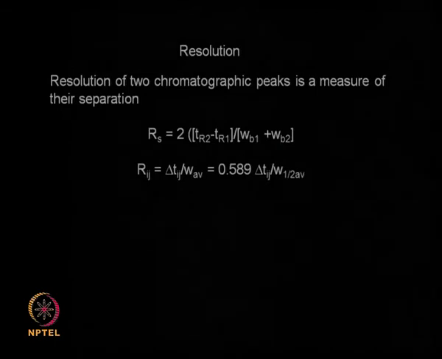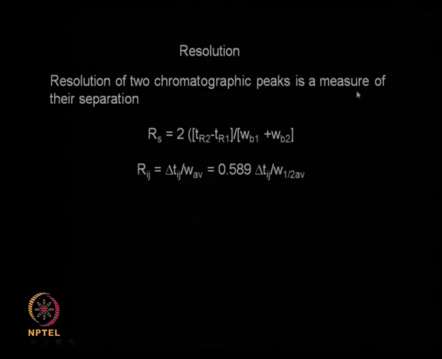Now, there is another factor which is called the resolution. Resolution of two chromatographic peaks is a measure of their separation: how close those two peaks are, how far those two peaks are. The equation given here is resolution is given by the distance between the two retention times, TR2 minus TR1, or delta T, divided by the width of the peak at the base. Or conversely, the resolution is given by the difference in retention time, that is delta T, divided by W half average, which is nothing but the average width at half peak height.